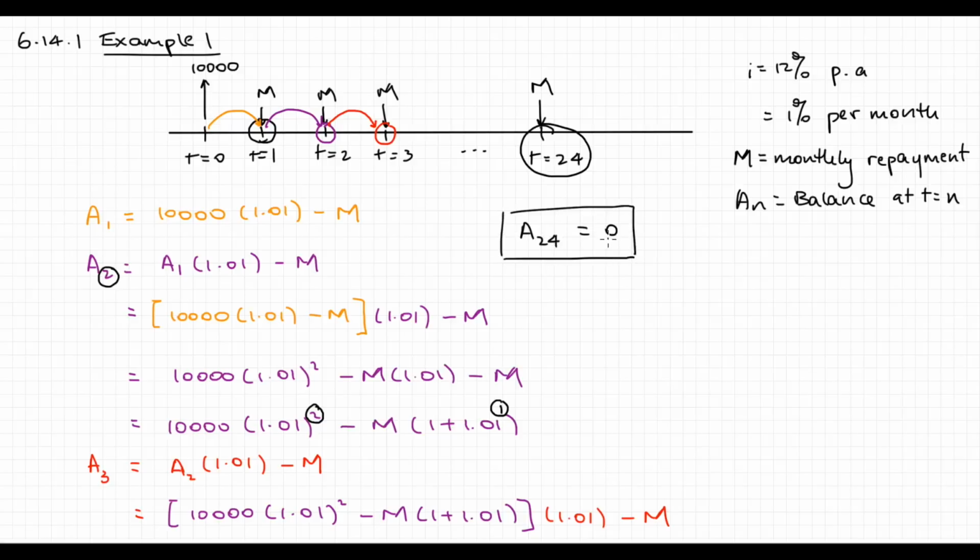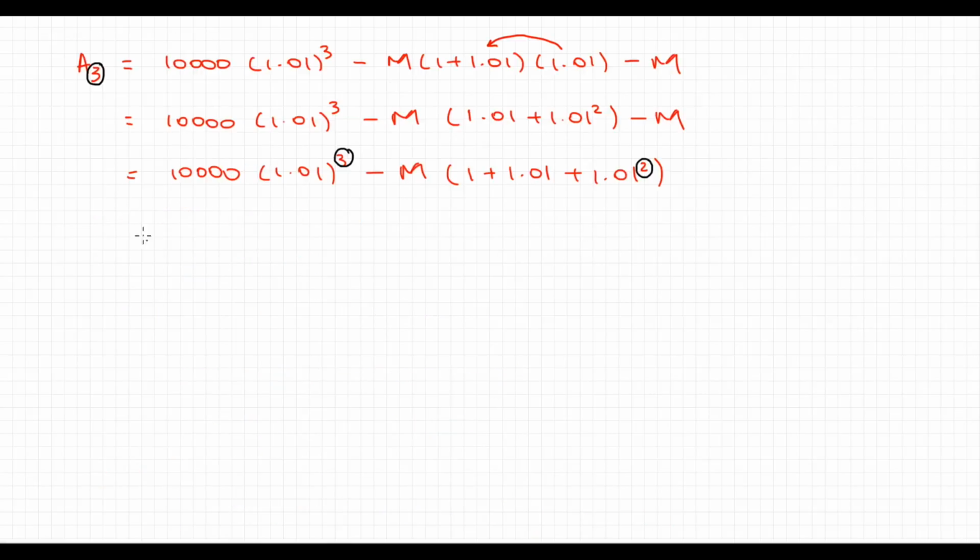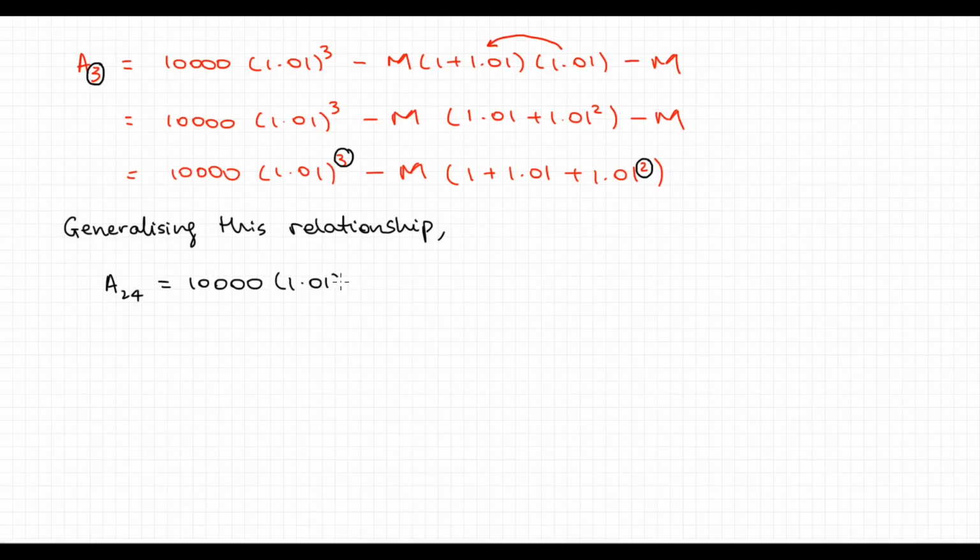I want A24 to be 0 because I want nothing left on the loan. I want the loan to be repaid completely. So if I check this out, generalizing this relationship, we should be able to see that A24 is equal to 10,000 times 1.01 to the power of 24 minus M, and then I've got a geometric series happening.